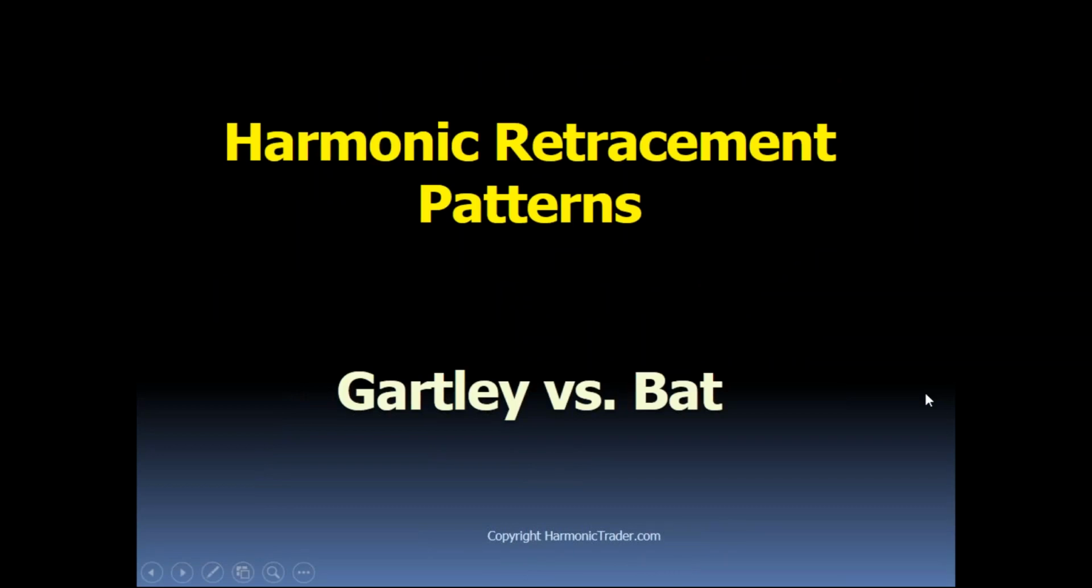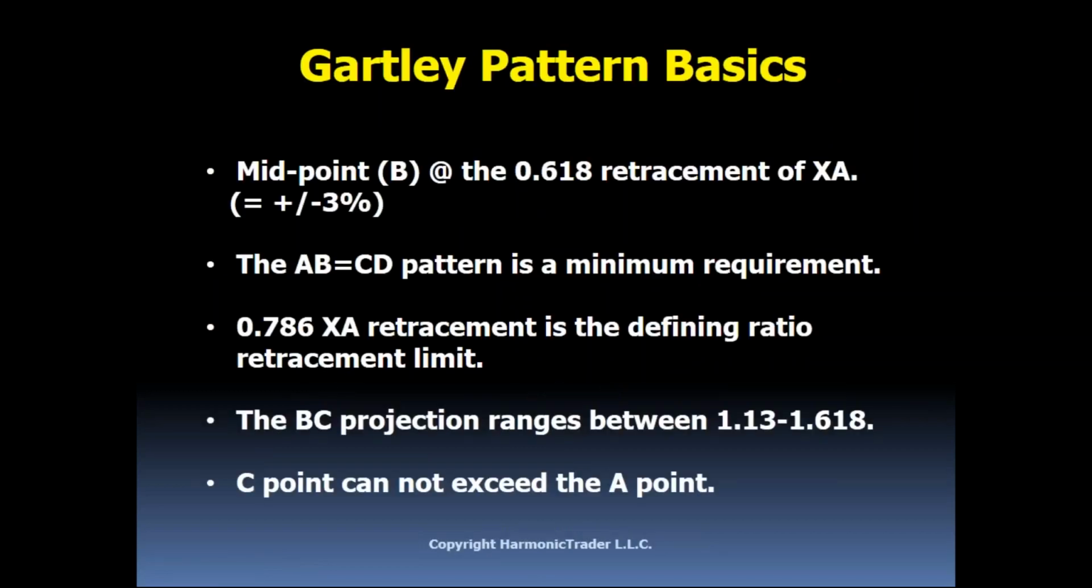Now let's look at some harmonic retracement patterns. We're talking pretty much the Gartley versus the bat. Now the Gartley is probably one of the most well-known of all harmonic patterns, but its interpretation and its definition is pretty strict. We're looking for a midpoint at the B level there to be a 618 of the XA leg.